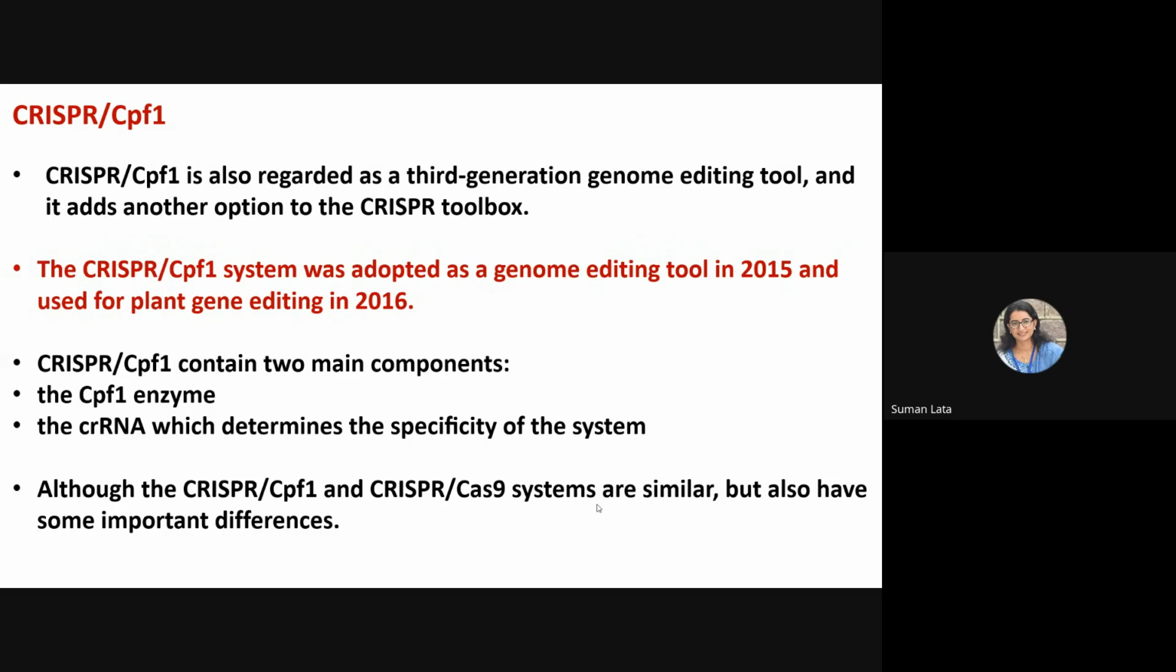Then there is another enzyme which is used, that is Cpf1, and it is also regarded as a third generation genome editing tool. It was adopted as a genome editing tool in 2015 and used for plant gene editing in 2016. Compared to CRISPR-Cas9, it has two main components, that is the Cpf1 enzyme and the CRISPR RNA, which determines the specificity. Although these two systems, CRISPR-Cpf1 and CRISPR-Cas9, are similar, there are some important differences.